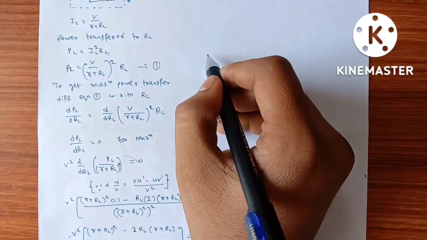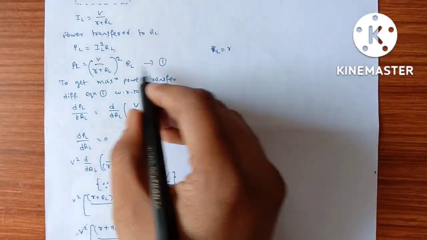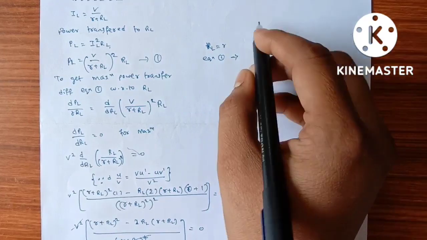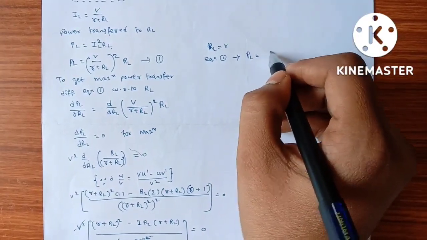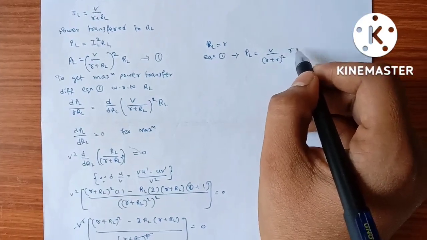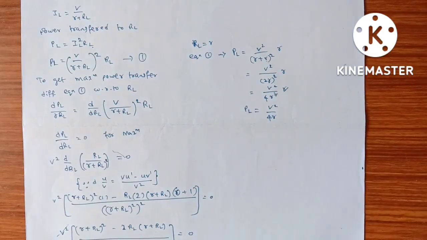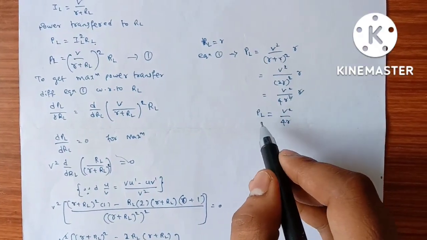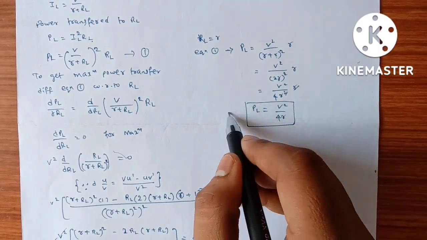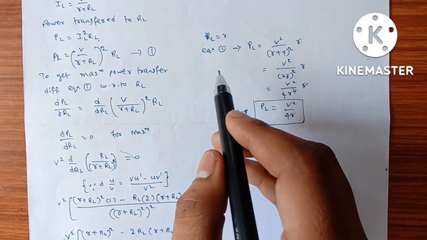Now substitute RL equal to R, then PL is equal to (V by (R plus R)) whole square into R, which gives V square. Now the maximum power transfer in the circuit is V square by 4R. This is the important formula in solving maximum power transfer theorem problems.